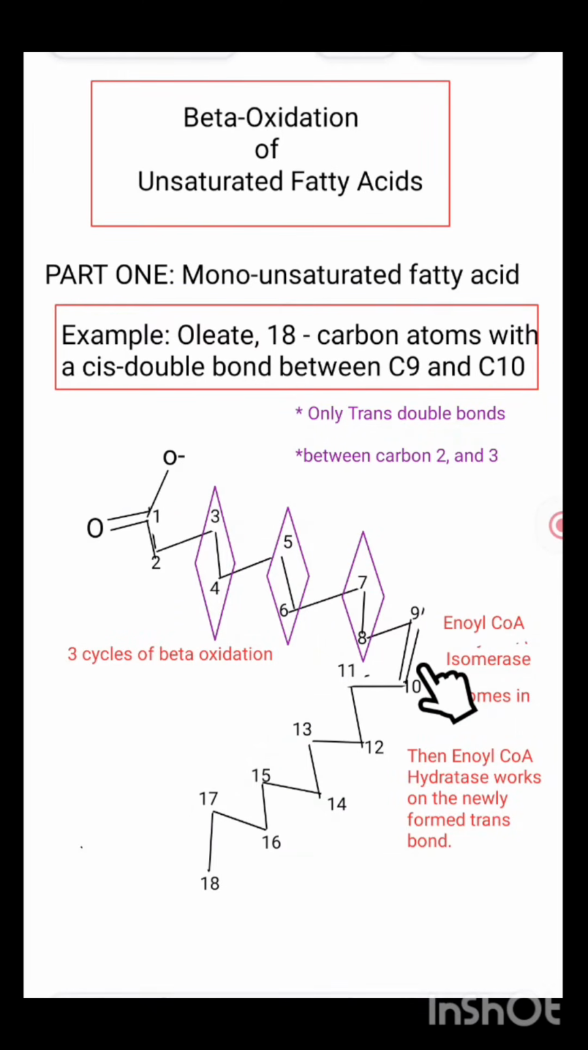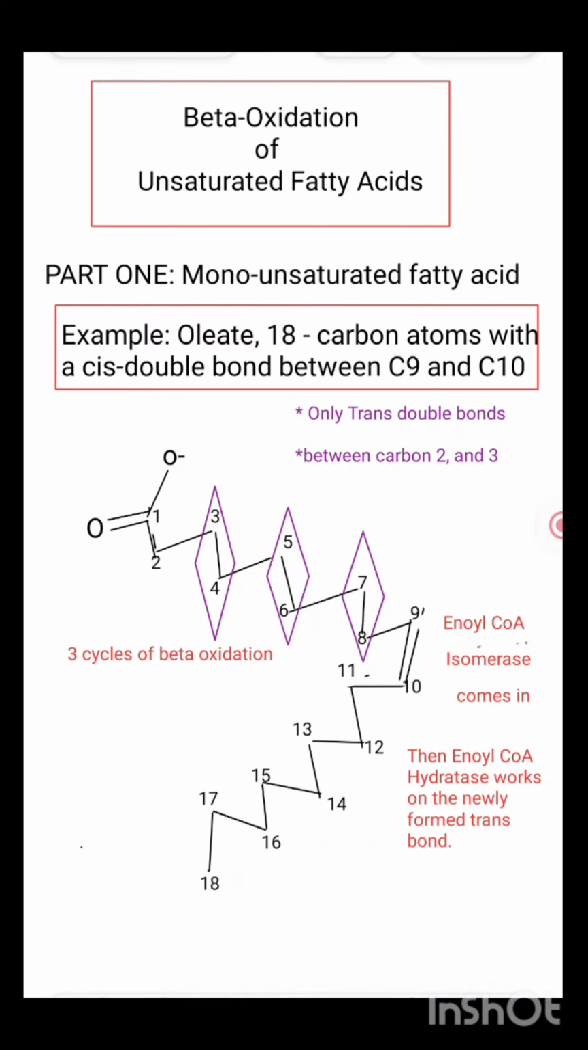Now, what is the main difference between beta oxidation of saturated fatty acids and beta oxidation of unsaturated fatty acids? Well, the difference is here, the cis bond. So, the enzyme enoyl-CoA hydratase, which catalyzes step 2 of beta oxidation of saturated fatty acids, can only work on trans double bonds and not cis double bonds. So this is the first challenge that we have. And that trans double bond should be between carbon 2 and carbon 3 of the fatty acid.